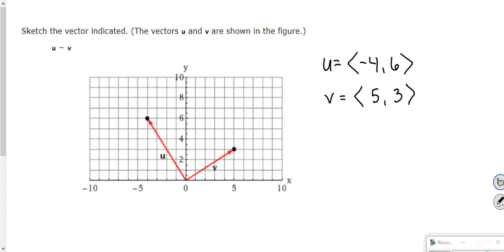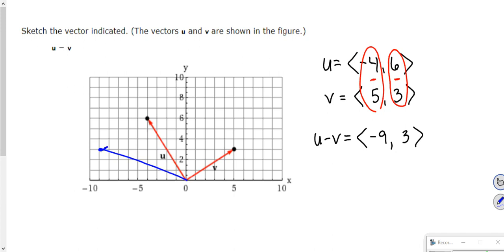But here, if we are subtracting, I'm literally subtracting each of these 2 components. So u minus v is going to be <-9, 3>: -4 minus 5, and 6 minus 3. If I go to sketch this, I go to -9 and up to 3. This is my vector u minus v. I hope that makes sense. To me, that's the easiest way.